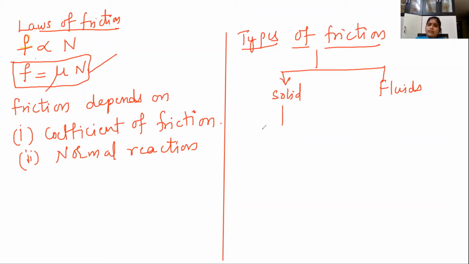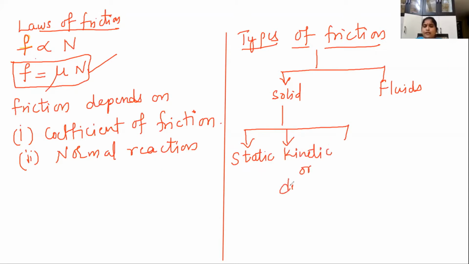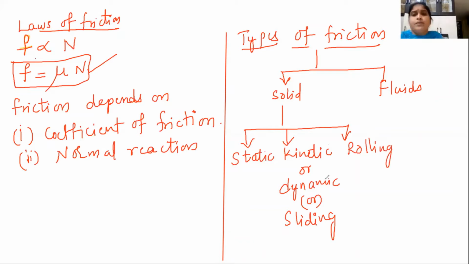Now coming to solid friction, here we speak about three different types of friction. The first type is static friction. The second type is kinetic, also called dynamic or sliding friction. And the third type is rolling friction. So these are the three types of frictional force.